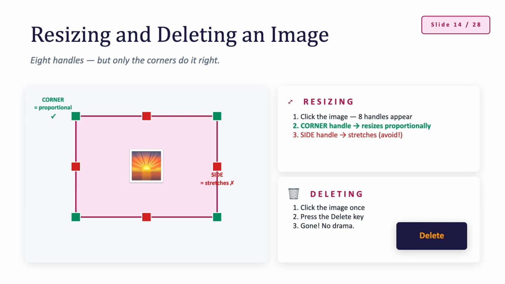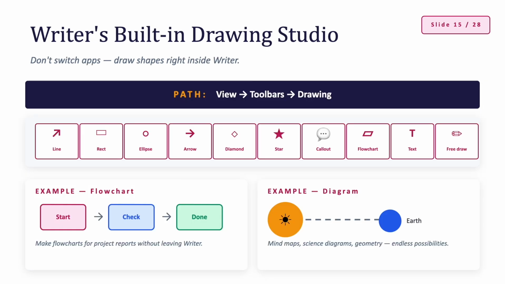To stretch it unevenly, drag a side handle, but try not to, or your image will look strange and squished. For exact sizes, right click and choose properties to set the width and height in centimeters. To delete, click the image and press the delete key. That is no fuss.